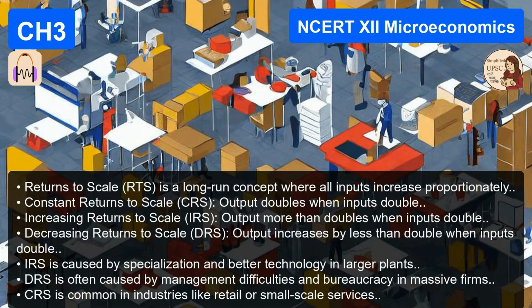You lose that agility. And typically a firm goes through all these phases, right? Yes. Usually firms experience increasing returns initially as they grow from small to medium. Then they hit a sweet spot of constant returns where they're stable. And if they get too bloated, they hit decreasing returns.